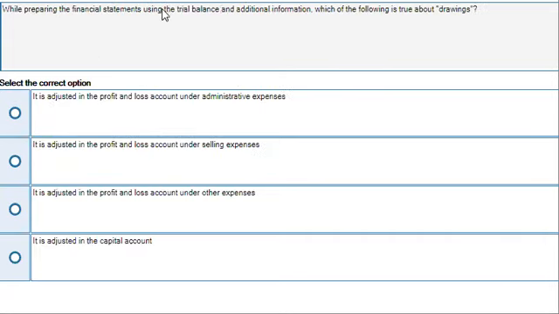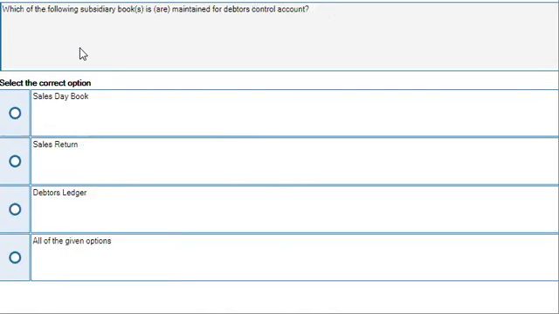While preparing the financial statement, which of the following is true about drawings? It is adjusted in the profit and loss account. It is adjusted against the capital. Capital के against is adjusted.